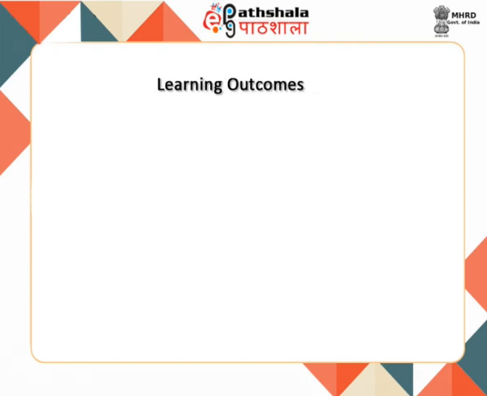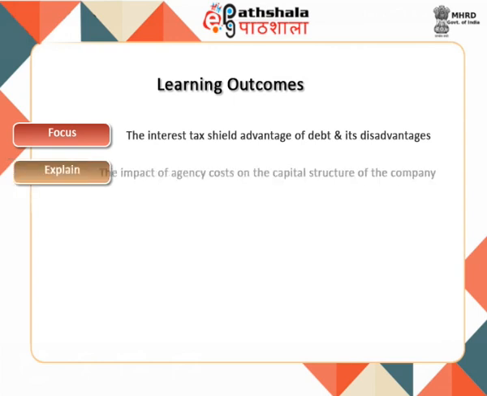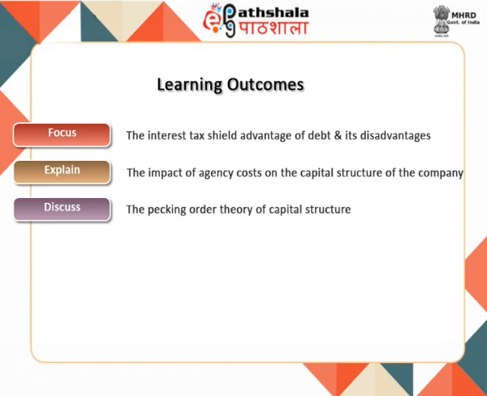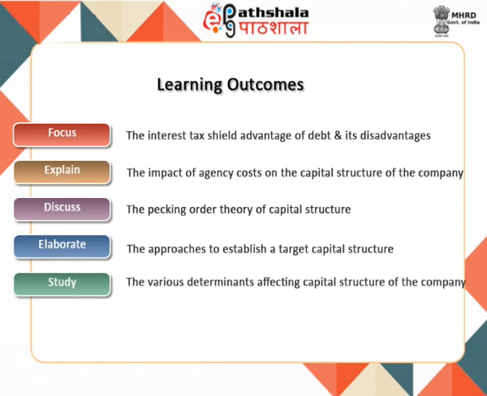After studying this module, we shall be able to focus on the interest tax shield advantage of the debt as well as its disadvantages in terms of cost of financial distress. Explain the impact of agency costs on the capital structure of the company. Discuss the pecking order theory of capital structure. Elaborate the approaches to establish a target capital structure. Study the various determinants affecting capital structure of the company.